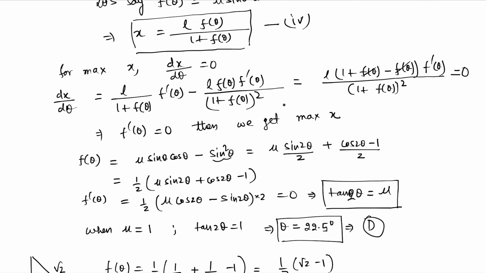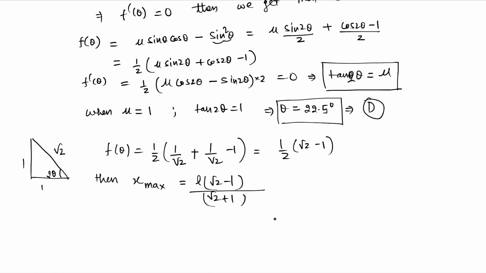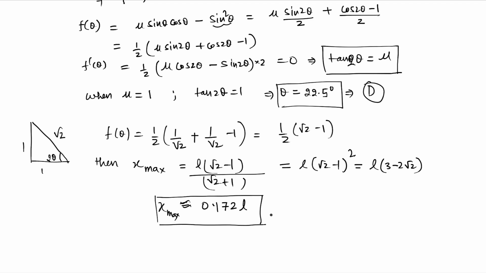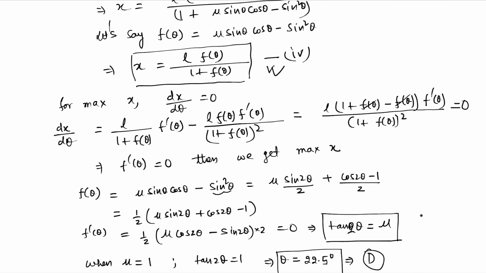From here, we know that this is the x, right? And that is equal to L (root 2 minus 1) whole square, which is also L (3 minus 2 root 2). And that gives me somewhere close to 0.172 L. So that is the max x that will hang when theta is 22.5 degrees for mu equal to 1.